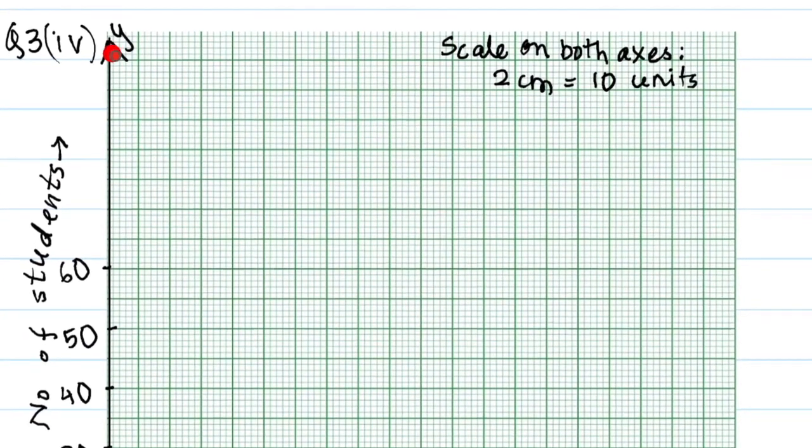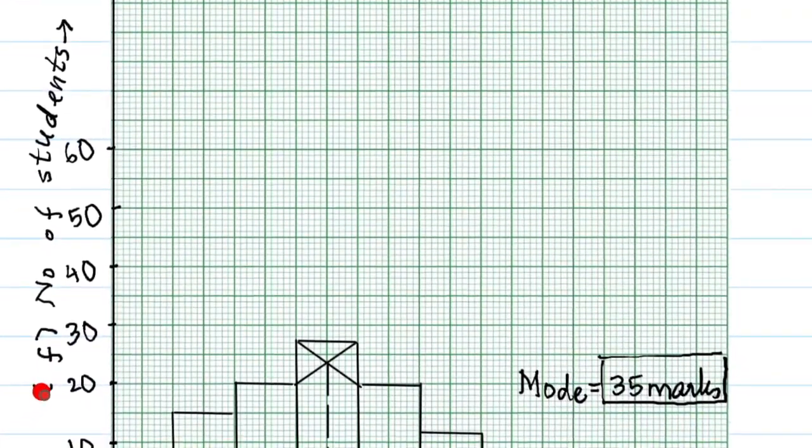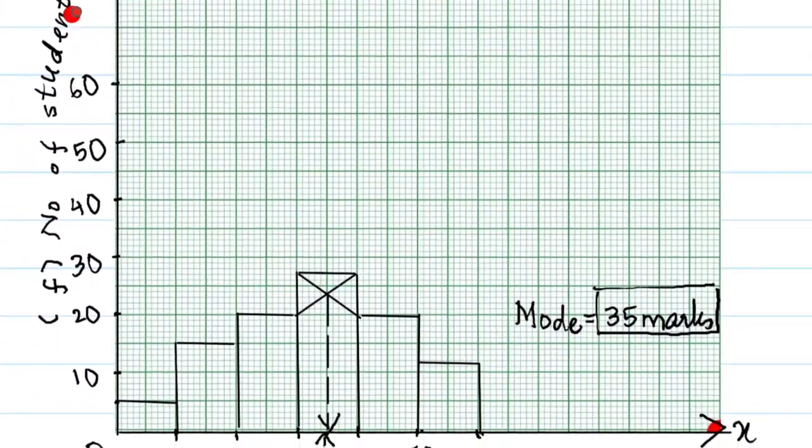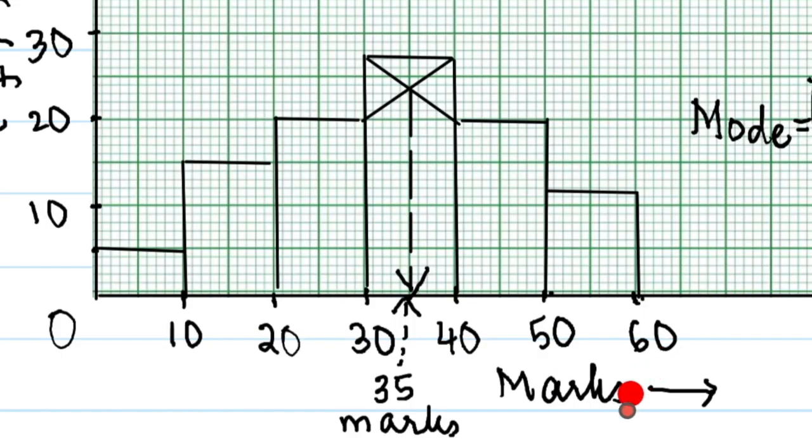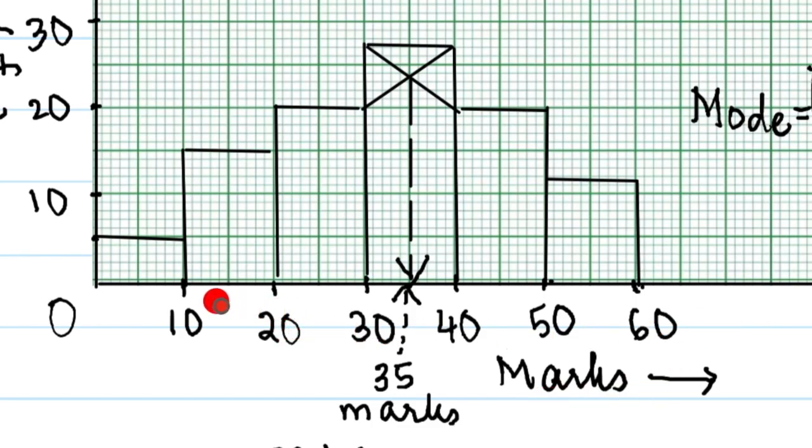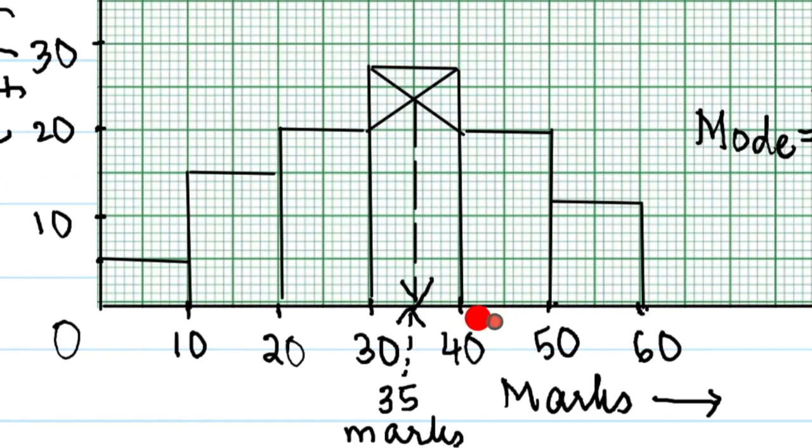So we write here y-axis, we write here frequency, that is the number of students, and then we write here marks, and then we have 10 to 20, 20 to 30, 30 to 40, like so. 0 to 10 we have 5 as the frequency, then 10 to 20 it was 15, 20 to 30 was 20, 30 to 40 is 28, and 40 to 50 is 20, and here 50 to 60 is 12.